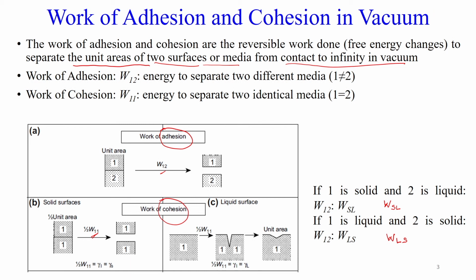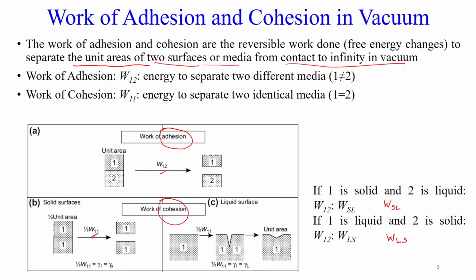What we are seeing here is media 1, media 2 and the unit area. Whatever work is done to separate these two is the same as the work of adhesion. So, we are defining it in the reverse way: how much free energy or work needs to be done if you want to separate the unit area of two media 1 and 2, or 1 and 1.